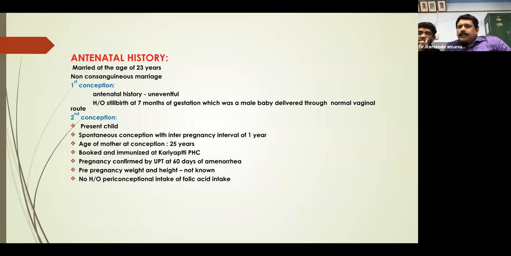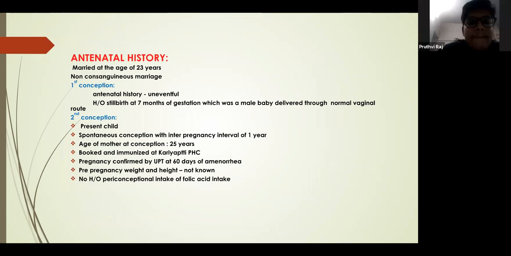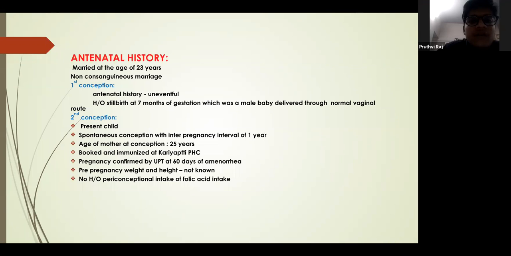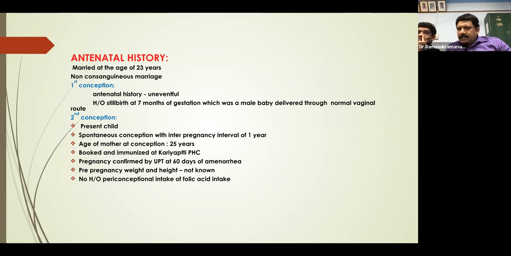So you said there is a history of stillbirth. So it means the child was delivered at 7 months. So even the previous conception was a preterm delivery. Yes, sir. So could you make out any cause for preterm delivery, or could you guess what could have led to the preterm delivery at 7 months of age? Any common cause? Chorioamnionitis, sir. Chorioamnionitis, accepted.